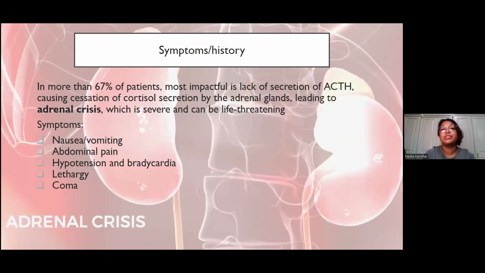In more than 2/3 of patients, the most significant thing is the lack of secretion of ACTH itself, which causes cessation of cortisol secretion by the adrenals, leading to an adrenal crisis, which is a severe and life-threatening event. Symptoms involved are nausea or vomiting, abdominal pain, hypotension and bradycardia, lethargy, and even coma.